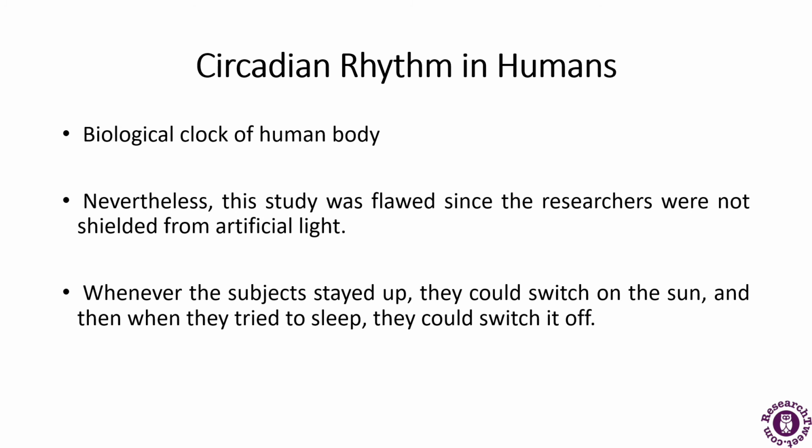And this study was flawed because the subjects were not shielded from artificial light. The scientists were aware of the phase delaying impact of indoor electric lights, because the subjects weren't really exposed to the time signals of daylight. Whenever the subject stayed up, they would switch on the light, and when they tried to sleep, they could switch it off. So the circadian cycle is basically a biological clock in humans which was delayed by exposure to electric light throughout the evening.